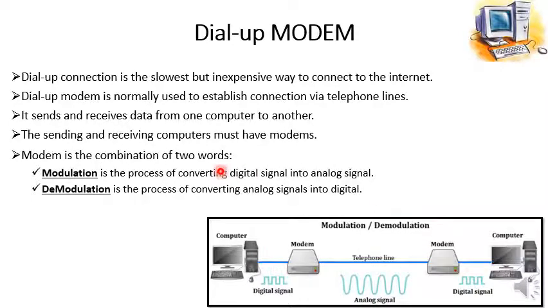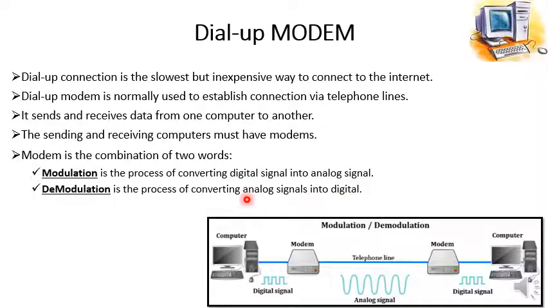Modem is a combination of two words; in other words, it is the device which performs two operations, that is modulation and demodulation. A modem consists of two devices actually: one is the modulator and the other one is the demodulator. Modulation is the process of converting digital signals into analog signals, and demodulation is the opposite of this, which means the process of converting analog signals into digital.